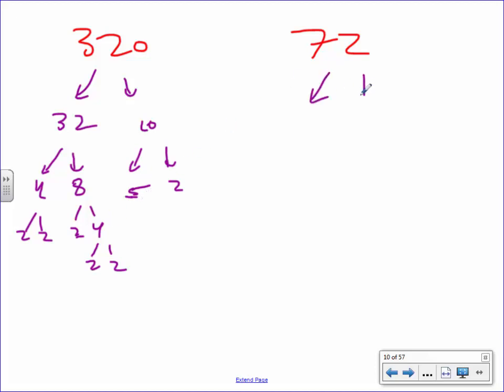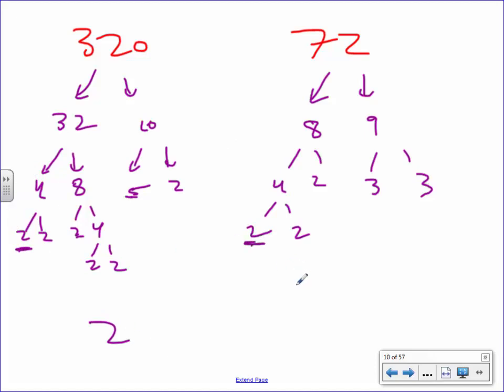Then on the other side, 72 is 8 times 9, 4 times 2, 2 times 2, 3 times 3. Okay, basically here's the rule. If you count it for one of the numbers, don't count it for the other one. As soon as I count this guy, he has a 2. As soon as I count it for this one, I don't count that one anymore. This guy has a second 2. Okay, well that accounts for your second 2. This guy has a third 2. That accounts for your third 2.